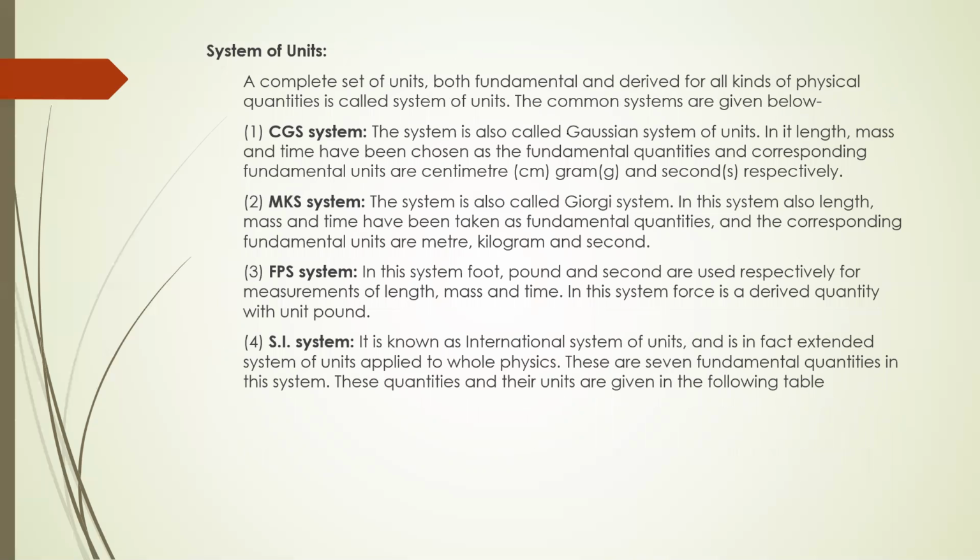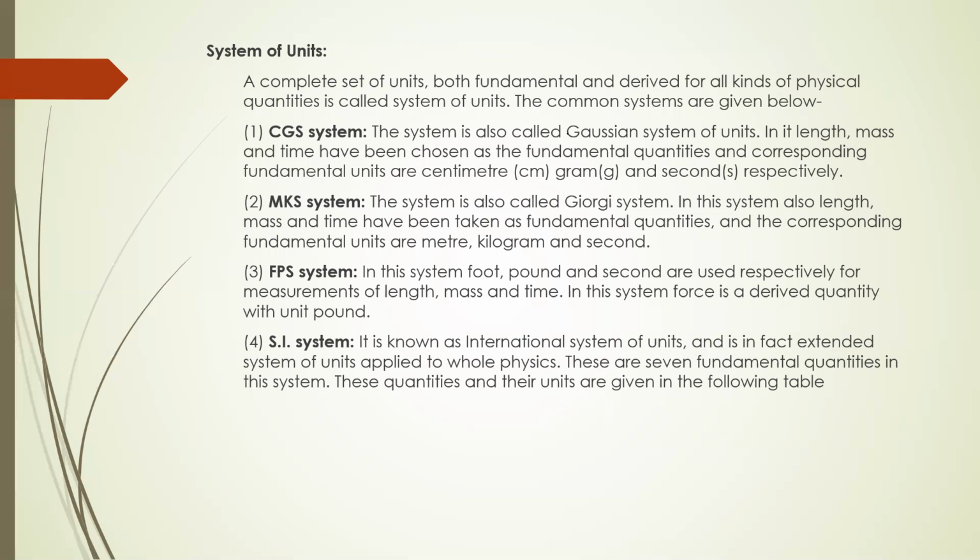So here, see that there are 4 systems of units: CGS system, MKS system, FPS system, and SI system. To define any physical quantity, we require a unit. The complete set of units, which has both fundamental and derived units for all kinds of physical quantities, is called a system of units. Out of the 4, we use only the last one, the SI system, for all calculations.